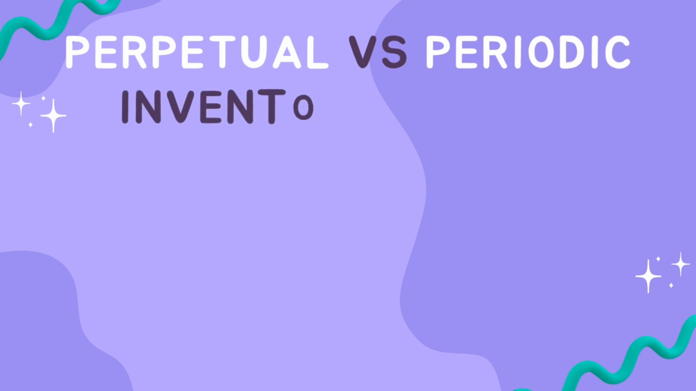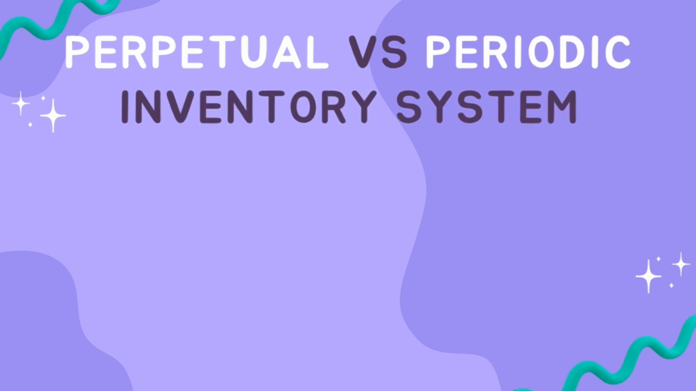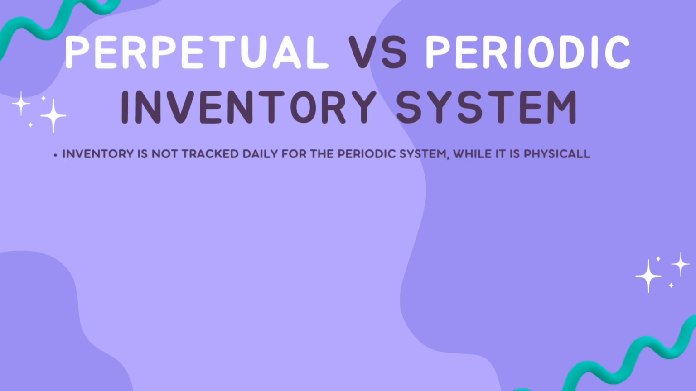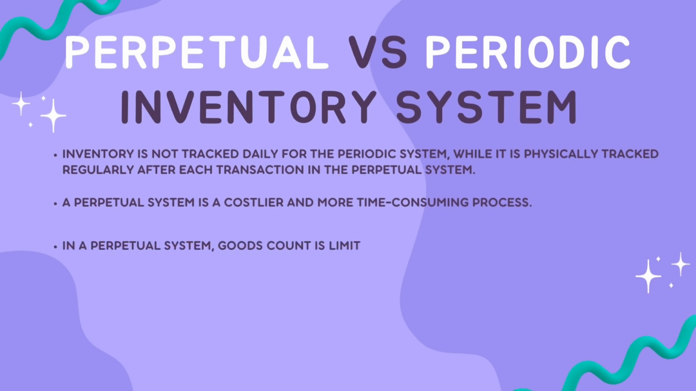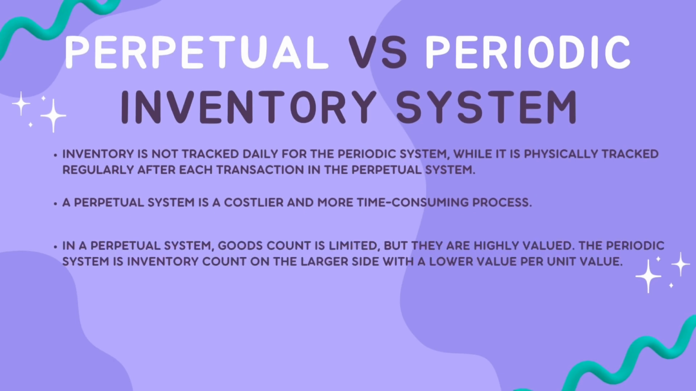Let's head on to our first topic that talks about the differentiation about perpetual versus periodic inventory system. The first one is inventory is not tracked daily for the periodic system, while it is physically tracked regularly after each transaction in the perpetual system. The second one is a perpetual system is a costlier and more time-consuming process. And in a perpetual system, goods count is limited, but they're highly valued.